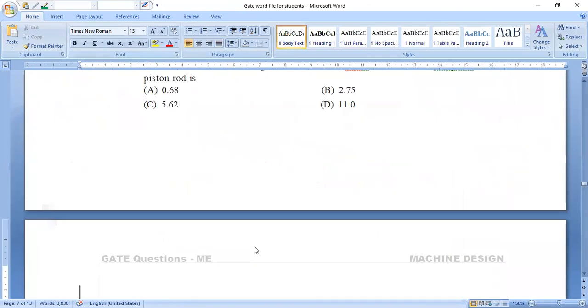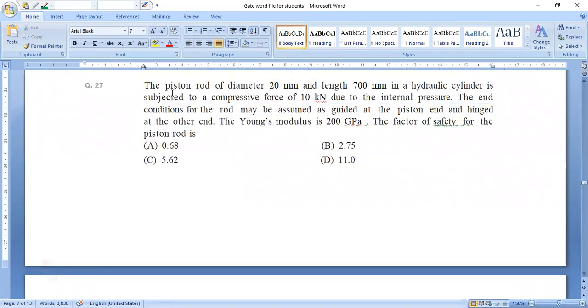Next question. This question is related to a piston rod. A piston rod basically belongs to IC engines. The IC engine is not in the syllabus, but it has still come here. Let's see how. Piston rod of diameter 20 mm, length 700. So the diameter is 20, the length is 700, both are in mm.